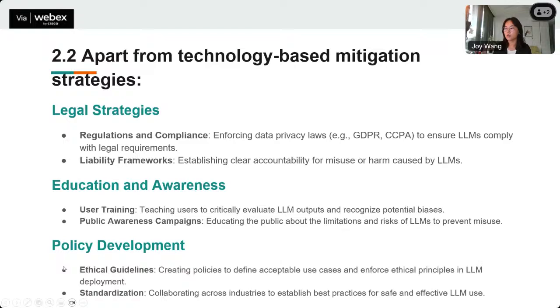Another important factor that cannot be overlooked is policy development. Again, this may happen for an organization or even for a university. They need to create a policy to define the acceptable use cases and enforce ethical principles in large language model applications. And also, we need to collaborate with industry to establish best practices for safe and effective large language model use cases.